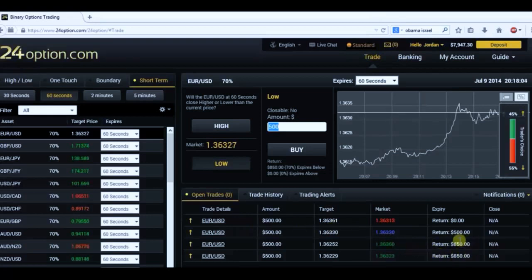But we had a return of $850 on 2 trades. We invested $500. That's $350 profit each one, $700. Had 1 trade at $500. It closed even, so we got our $500 back, and one trade of $500, which we lost. So a net profit of 700 minus 500, that's $200.